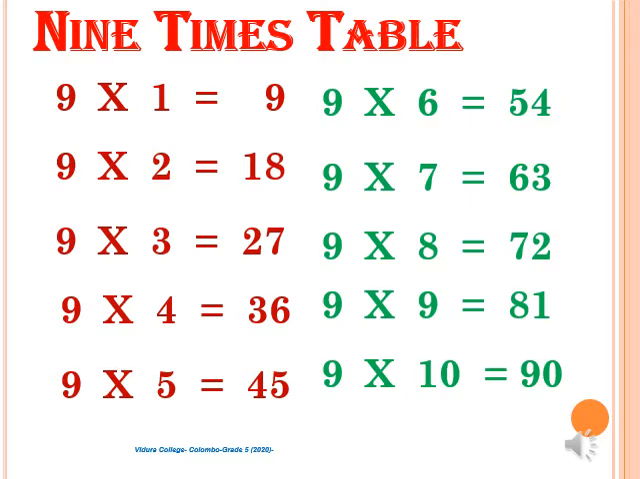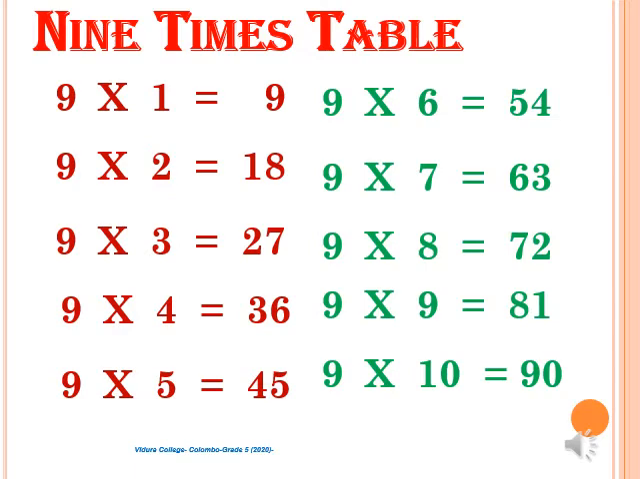Now we are going to learn the 9 times table. So kids, let's go through these numbers: 9, 18, 27, 36, 45, 54, 63, 72, 81 and 90. Now just look at the unit places of those. Let's start from the first digit. 9, 8, 7, 6, 5, 4, 3, 2, 1, 0.